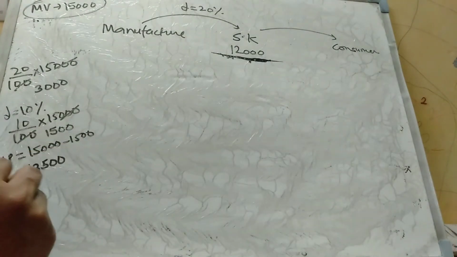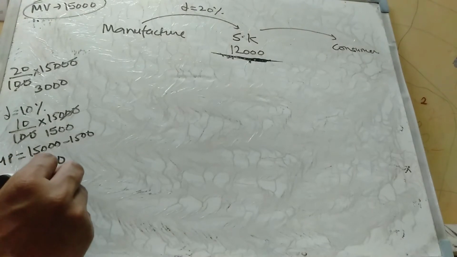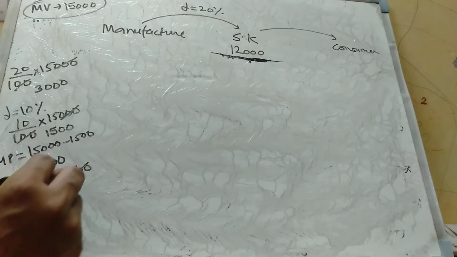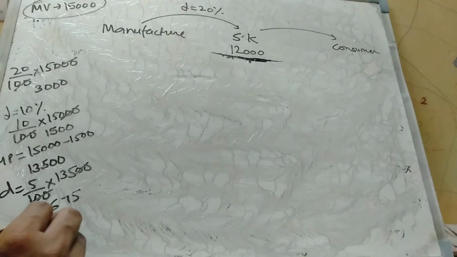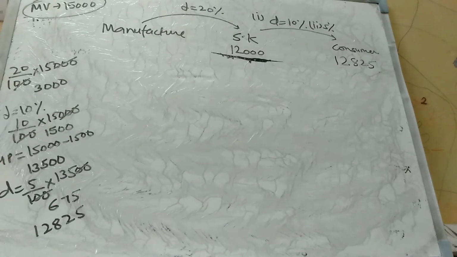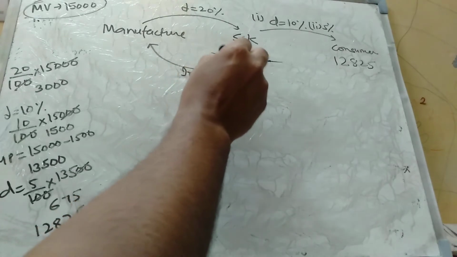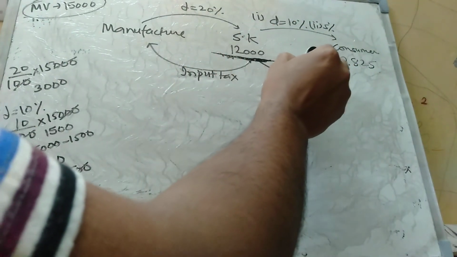He again gives a discount of 5% to the consumer. So 5% of the remaining mark value, 675. So 13,500 minus 675 is 12,825. Finally, the shopkeeper gives two discounts to the consumer, first 10% and second 5%, and finally the consumer gets this product for rupees 12,825. Now the shopkeeper will pay input tax to the manufacturer and will receive output tax from the consumer.